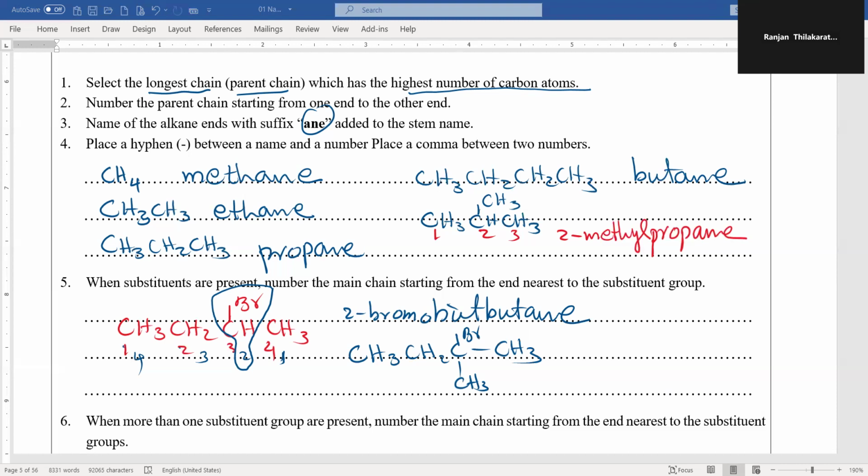Okay, good. Then write down the name of this compound. This one. And write the name here. Send me the name as a text message in this chat box.